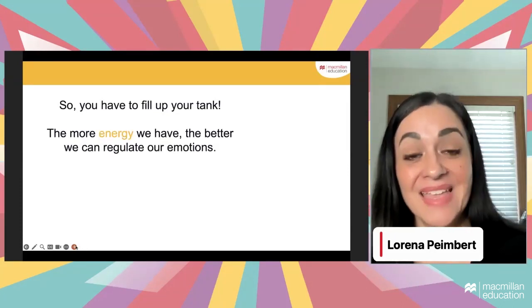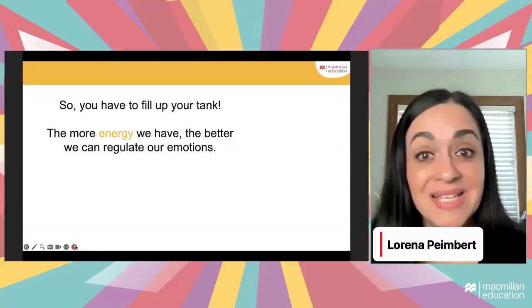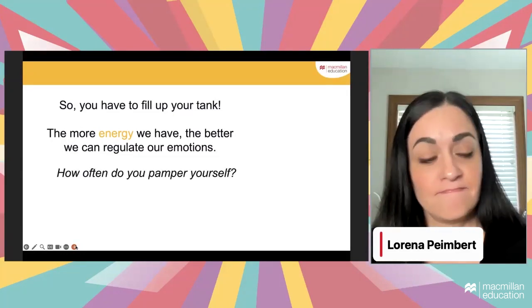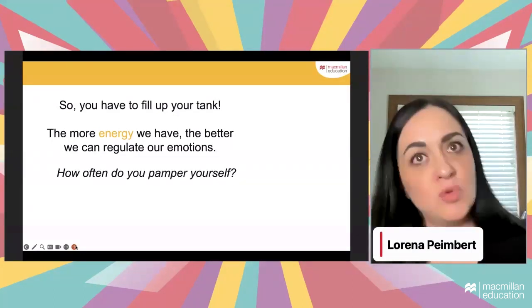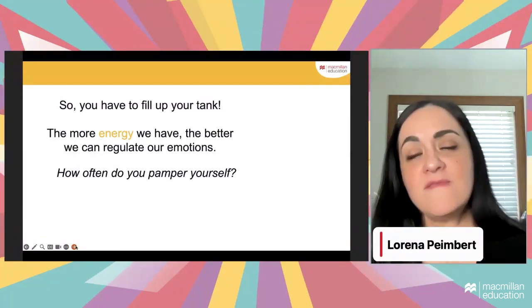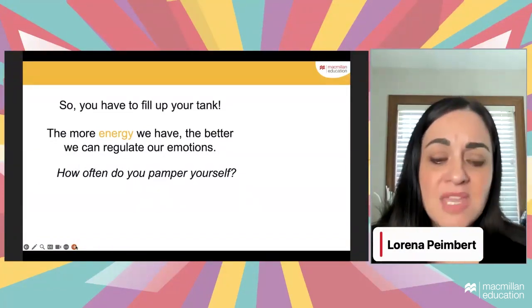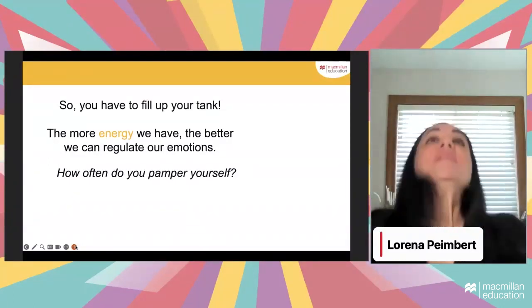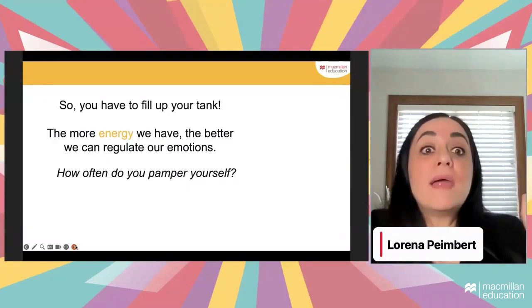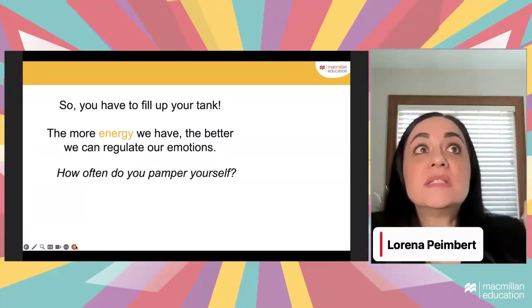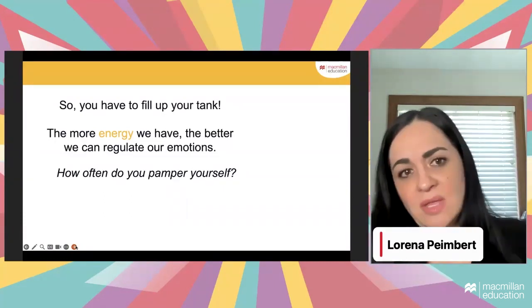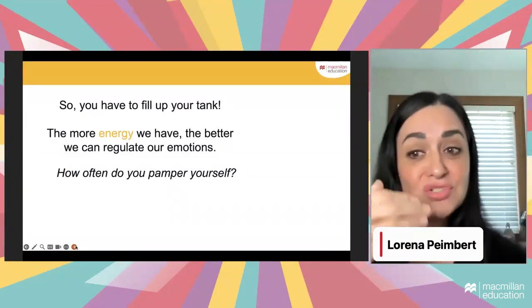Yes. The more energy we have, the better we can regulate our emotions. Because if you don't have energy, maybe if your students are misbehaving, then you're going to shout. And then everybody is going to be scared. And you know that if they feel scared, they feel a threat, they feel stressed, and they're not going to learn. Okay? So we don't want to get to that point.